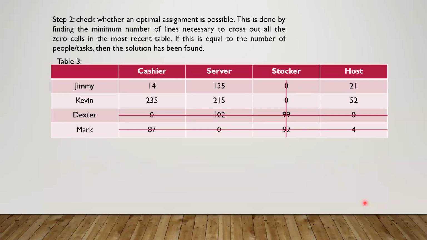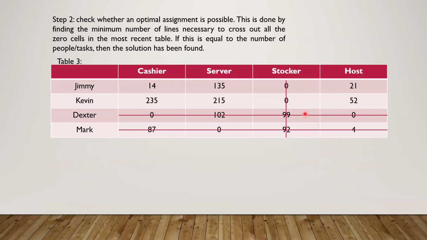Step 2. Check whether an optimal assignment is possible. This is done by finding the minimum number of lines necessary to cross out all the zero cells in the most recent table. If this is equal to the number of people or tasks, then the solution has been found.